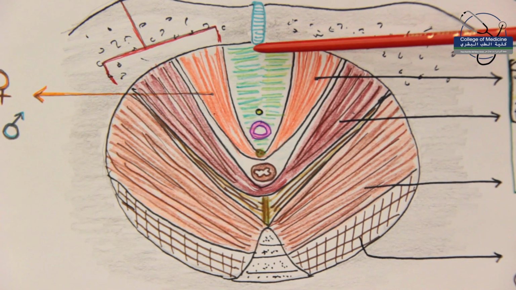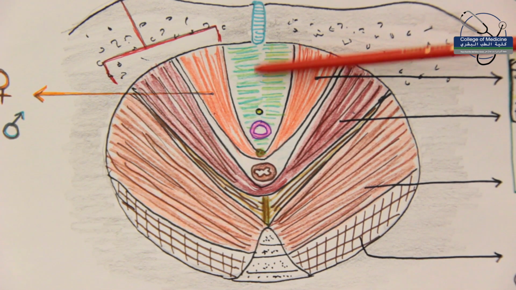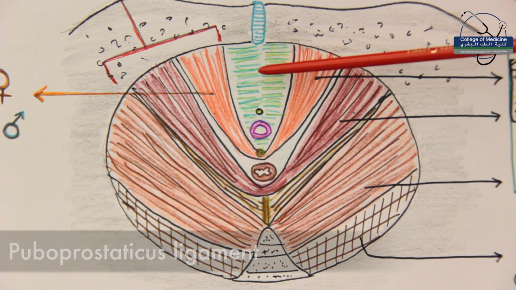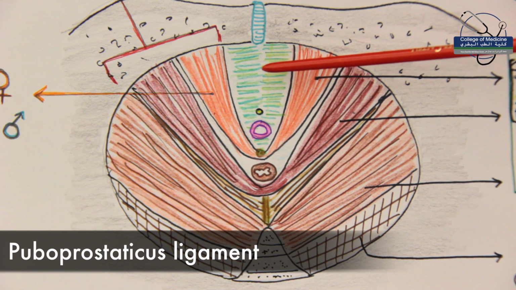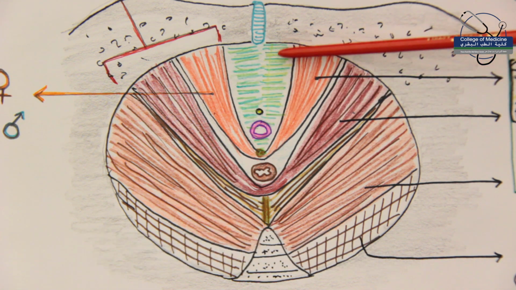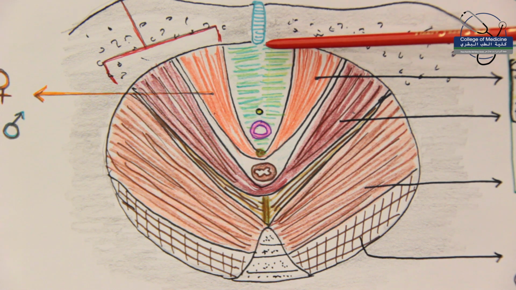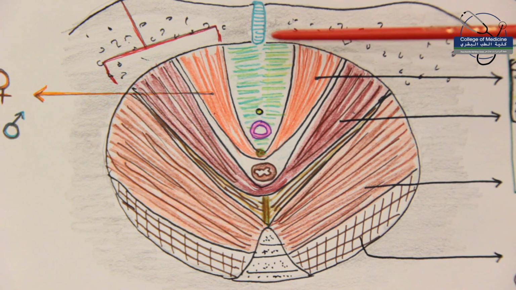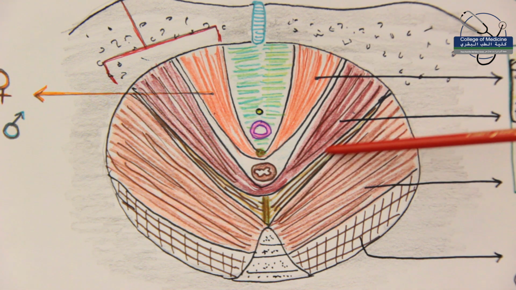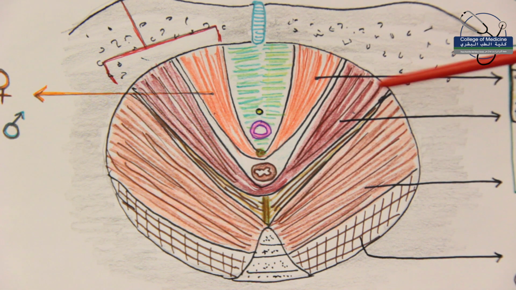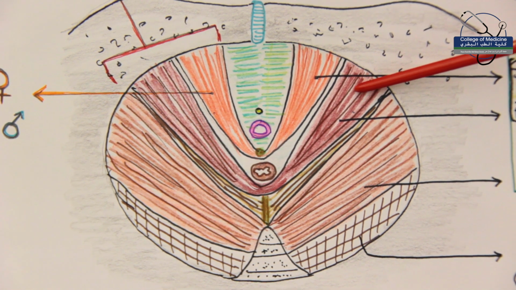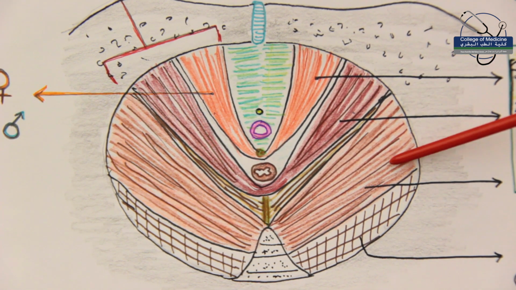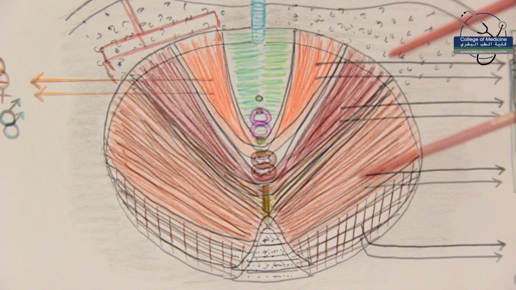So pubovesical ligaments would be filling up this gap in females, and puboprostatic ligaments would be filling out this gap in males. So here the gap is filled by ligaments, which are the condensations of pelvic fascia, and there is another triangular gap between the puborectalis element of pubococcygeus and the iliococcygeus element.